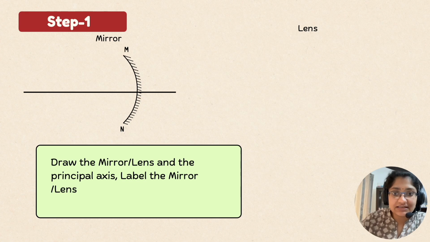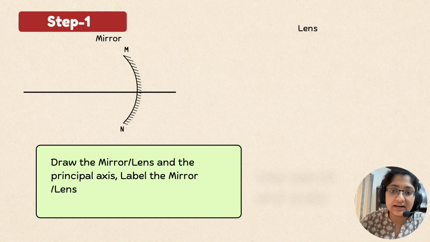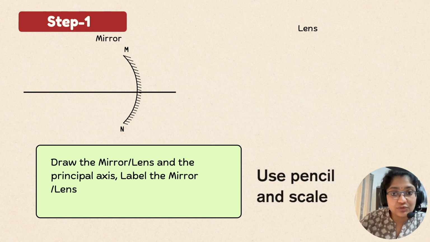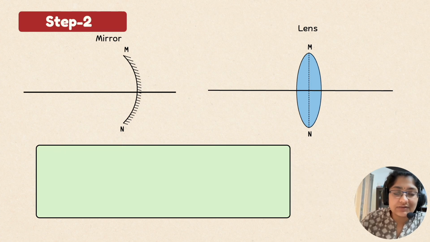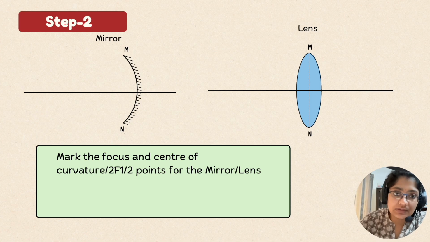I cannot emphasize enough, and it is something probably 8th class kids also know, to use a scale and a pencil for ray diagrams. If you do not use them, that is the first place where you are losing your marks. So for the lens, again, we draw the lens, a convex lens, and label it along with drawing its principal axis. So now step 2 is to mark the focus point, the center of curvature for the mirror and the F1, F2 points for the lens. So in case of the mirror, it is C, the center of curvature, the focal point and the pole. Same way for the lens.